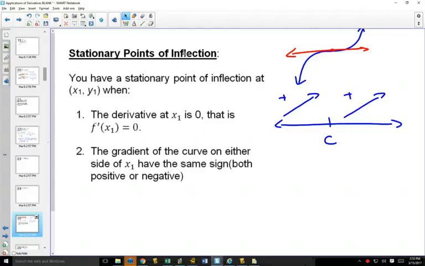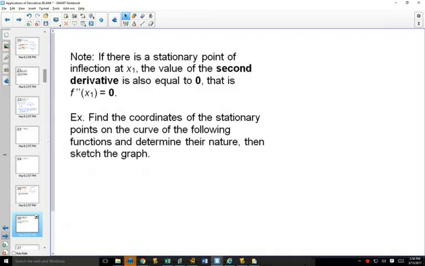So if your graph is increasing on both sides or decreasing on both sides, in other words, if the gradient or the slopes of your tangents are either both positive or both negative, then you know you have this stationary point of inflection. And any time that you have a stationary point of inflection, you're going to find out that the second derivative at that point is also equal to 0.